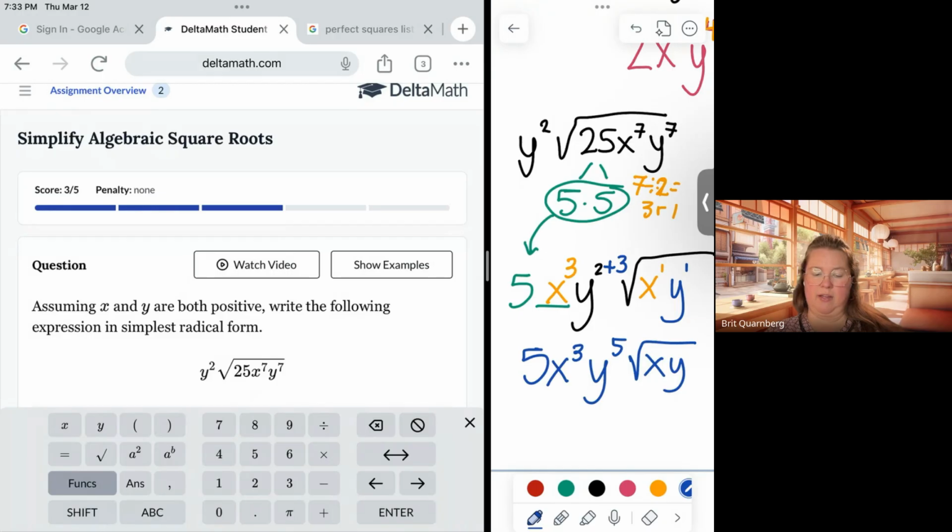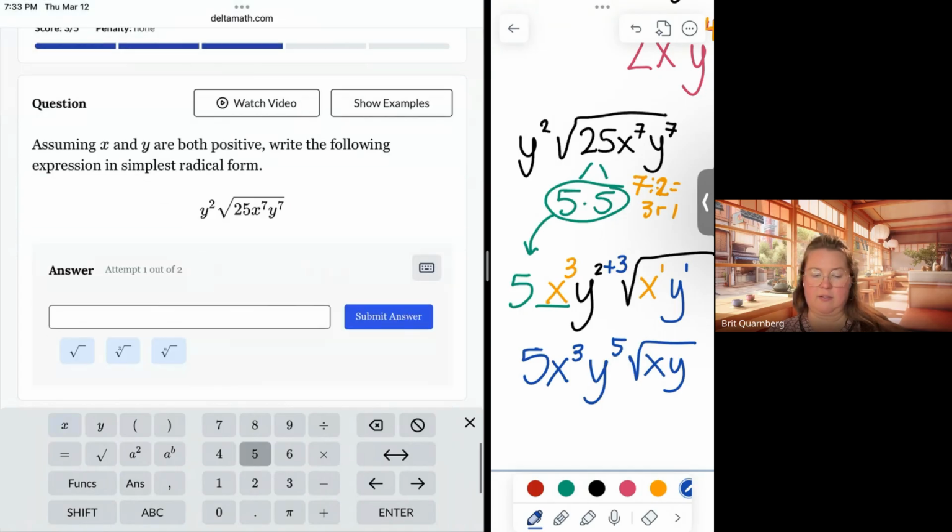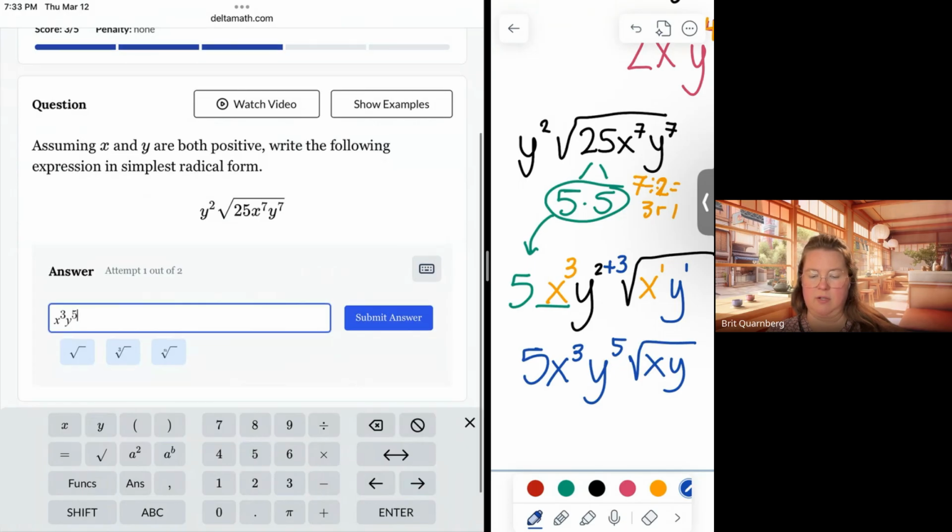Whoa, fancy. Okay, so just type it in. So 5x to the 3rd, y to the 5th. Oh, my 5 didn't make it in front. 5. Square root of xy.